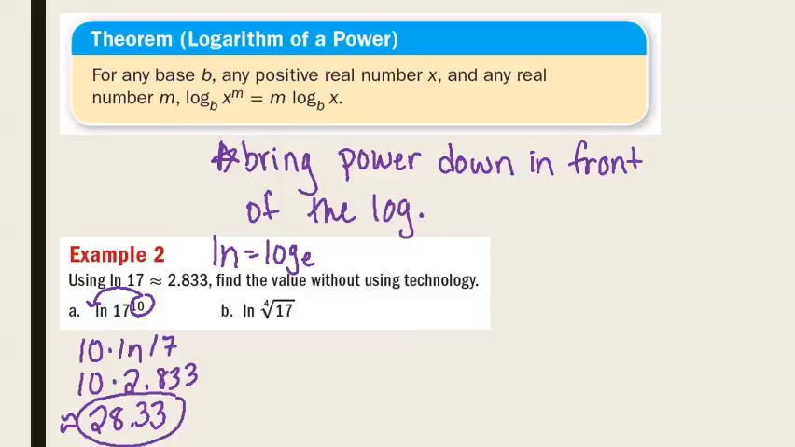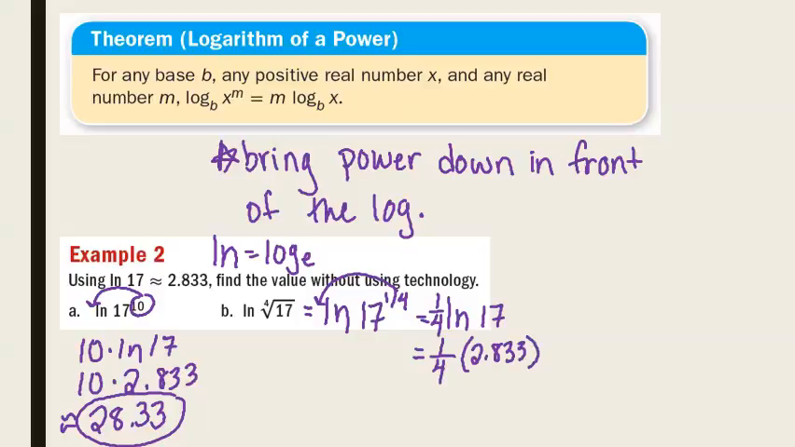And again, doing the same thing over here, we know that the fourth root of 17 can be rewritten as ln of 17 to the 1/4 power. We're going to bring that power down in front. And again, then we're just going to substitute in. So we're going to do 1/4 times 2.833. So going off to the side because it says without technology, we're going to do it by hand. So we're dividing 2.833 by 4. So setting up my long division, I put my decimal point on top. 4 does not go into 2, but 4 goes into 28 7 times.